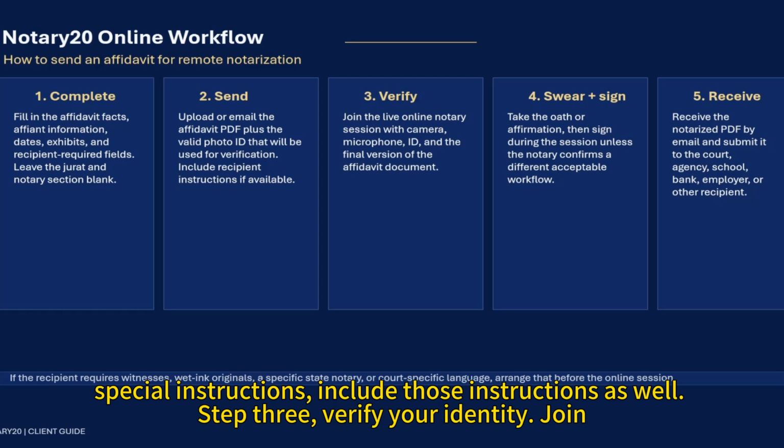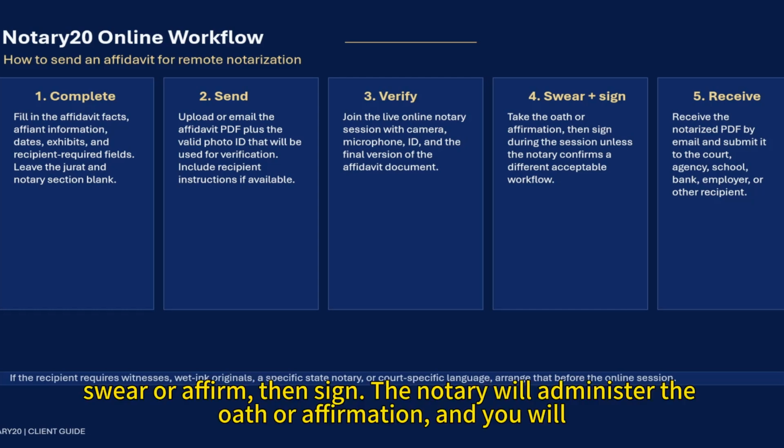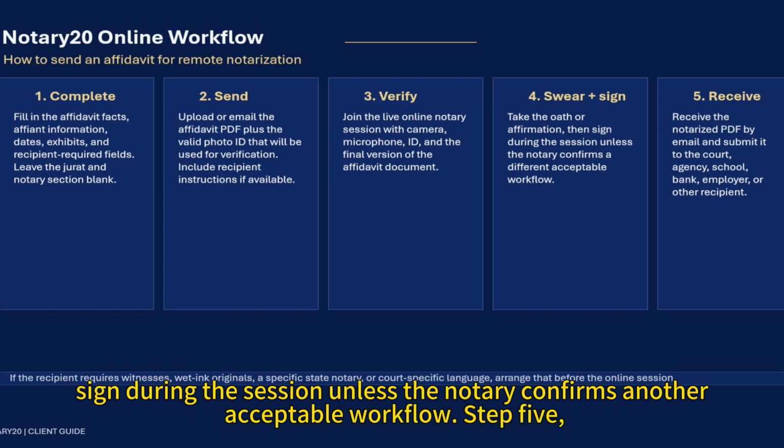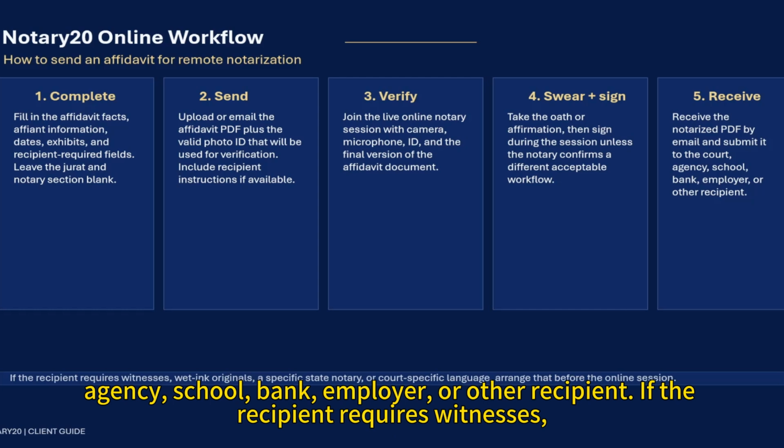Step 3. Verify your identity. Join the live online notary session with your camera, microphone, ID, and final affidavit. Step 4. Swear or affirm, then sign. The notary will administer the oath or affirmation, and you will sign during the session unless the notary confirms another acceptable workflow. Step 5. Receive the completed notarized PDF by email. After that, you can submit it to the court, agency, school, bank, employer, or other recipient.